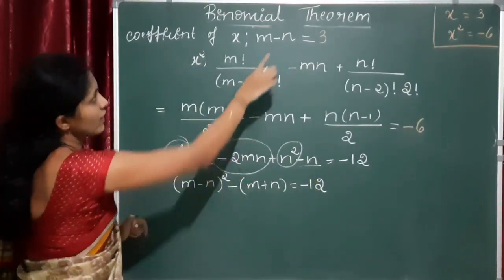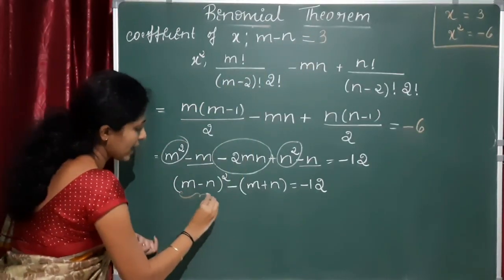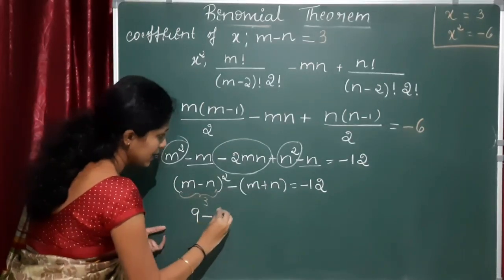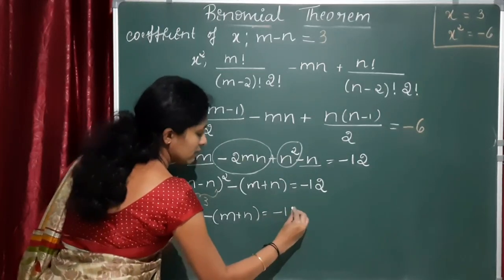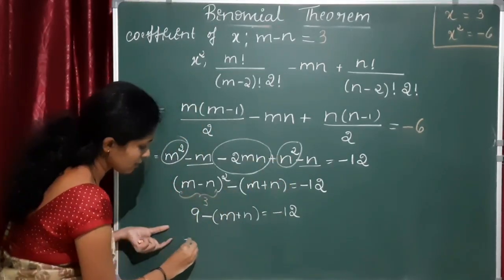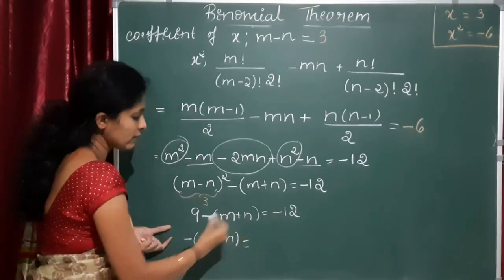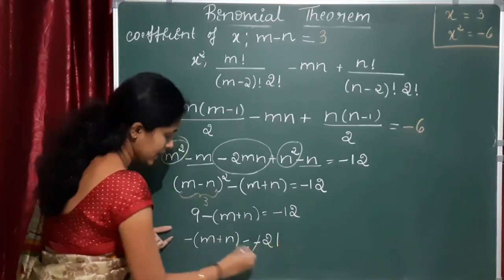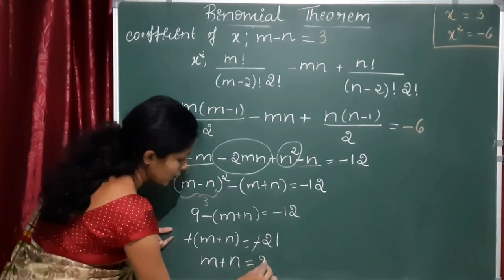Now here we have the value of m minus n as 3. Substitute this value as 3. So this will be now 3 square is 9 minus of m plus n is equal to minus 12. Right? So I can write minus of m plus n is equal to minus 12 minus 9, which is minus 21, so that we can cancel minus and minus. We got the value of m plus n is equal to 21.